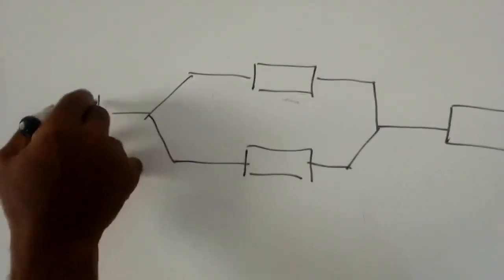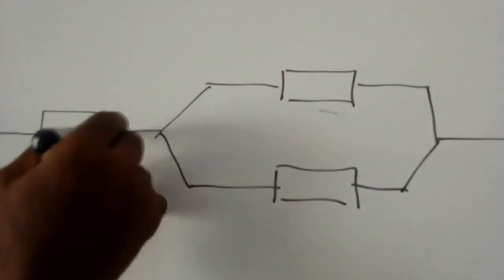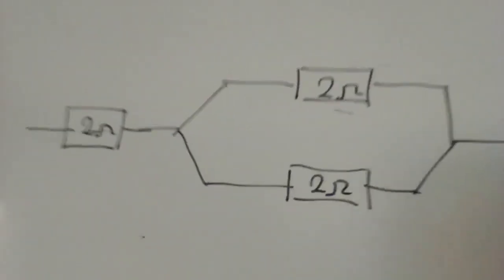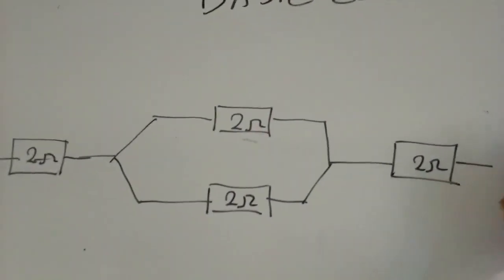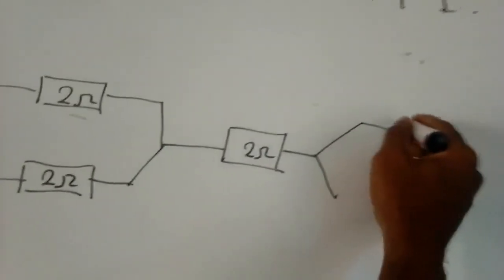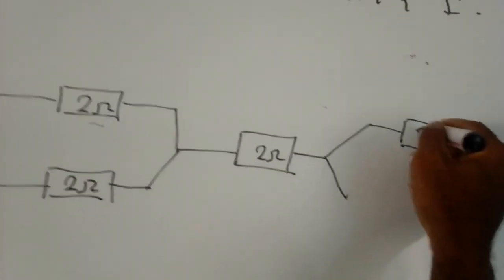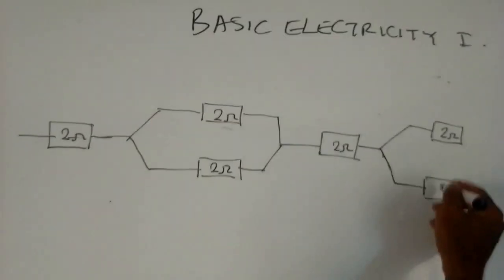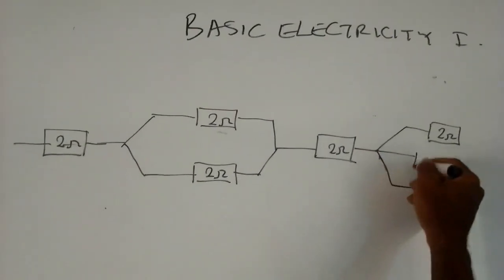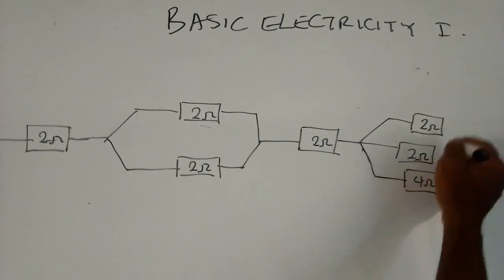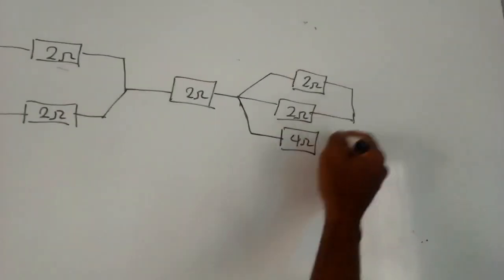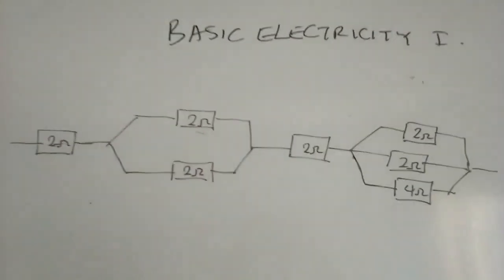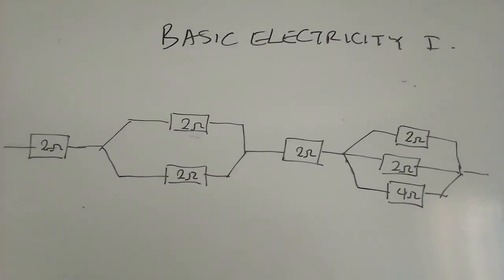Now we have this problem on the board, and we are asked to calculate the net resistance of this arrangement. How do we find the total resistance? Look at the arrangement on the board. Some of them are in parallel while some are in series.